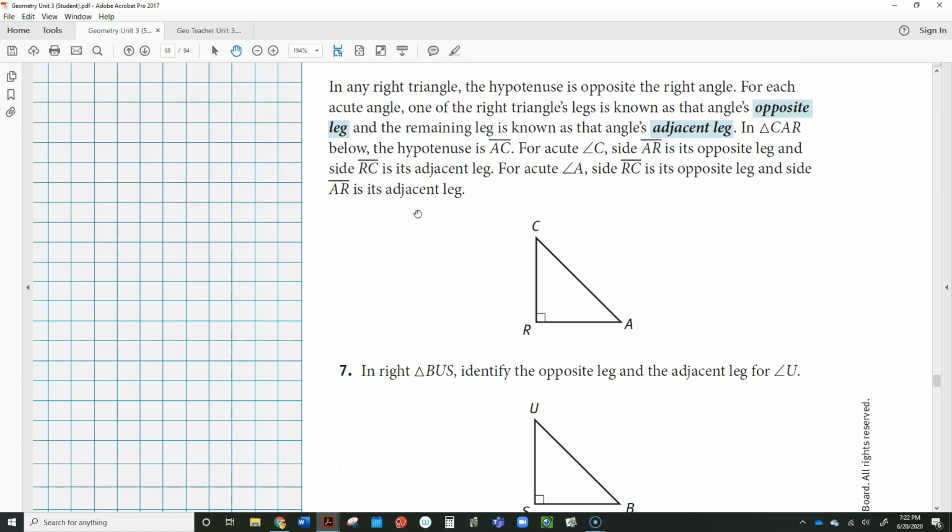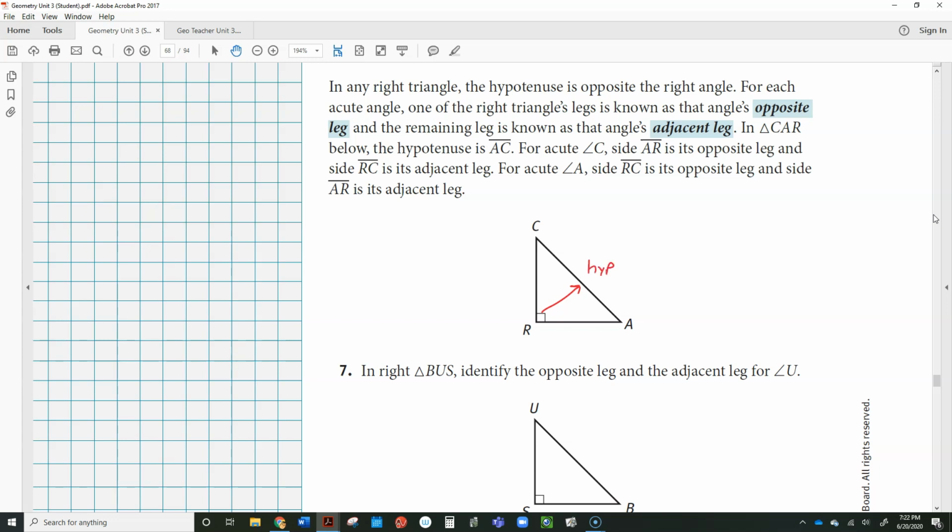Now they're going to get to the most important part. I'm telling you, if you are having a hard time doing trig ratios, that's because you don't understand this. So in a right triangle, you obviously have the hypotenuse. The hypotenuse is easy to identify. It's the side that's across from the right angle.